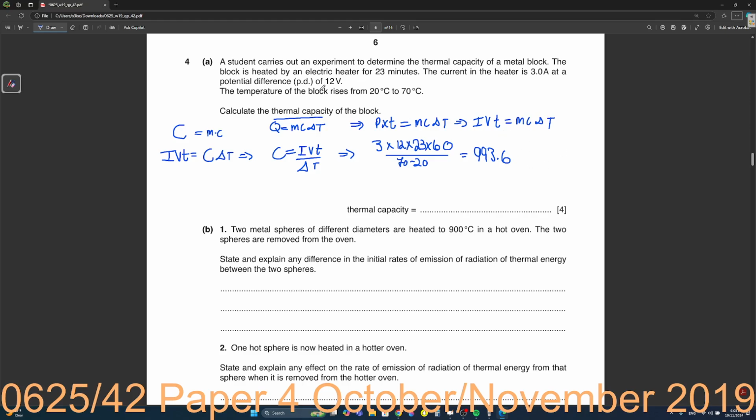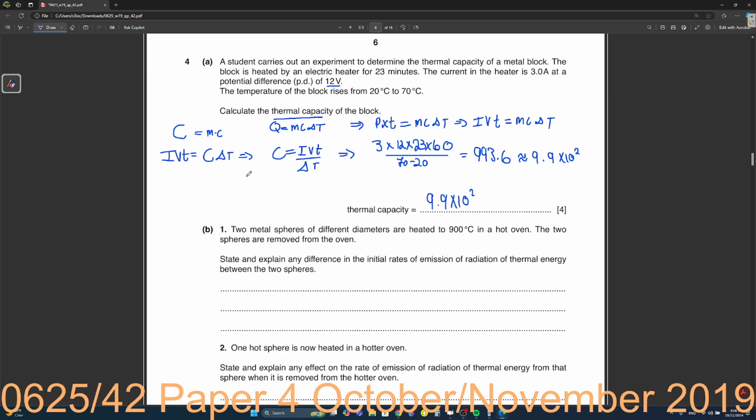We need to make it two significant figures, because here it's 2 SF. So it's going to be 990. Many people write it as 990 because in the Cambridge syllabus this is counted as two significant figures, but in our syllabus we write it like this as two significant figures: 9.9 times 10 to the power of 2.